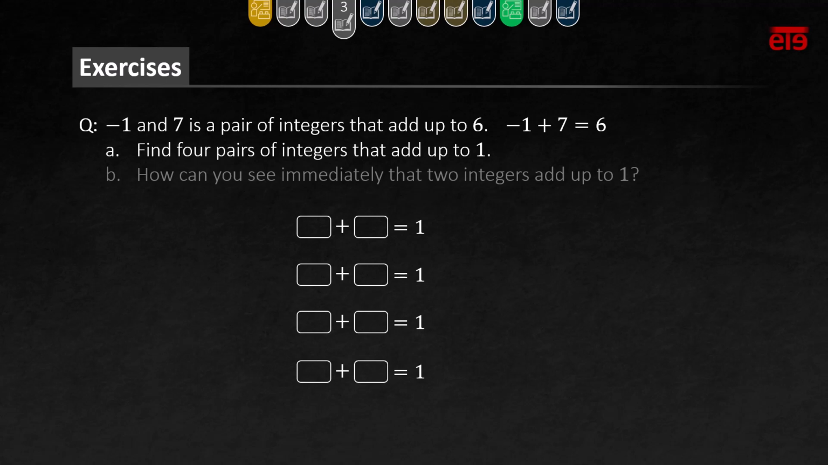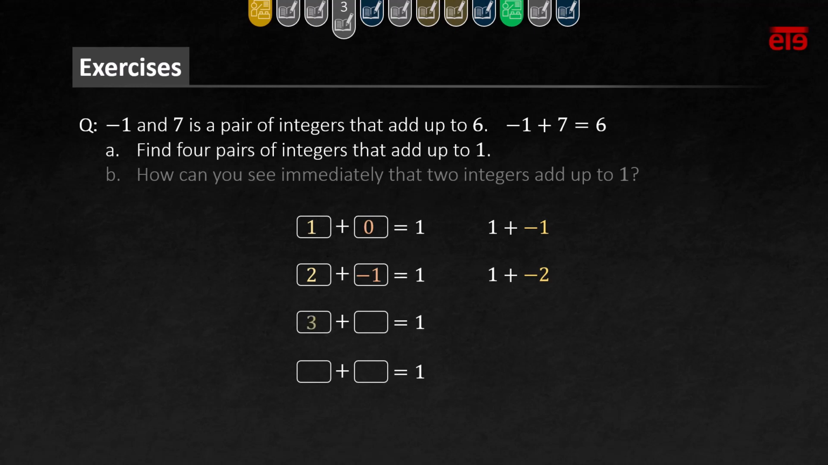If an integer is 1, we can find the other integer by adding -1 with 1. 1 plus -1 is 0. If an integer is 2, we can add -2 with 1. 1 plus -2 is -1. 2 and -1 also add up to 1.